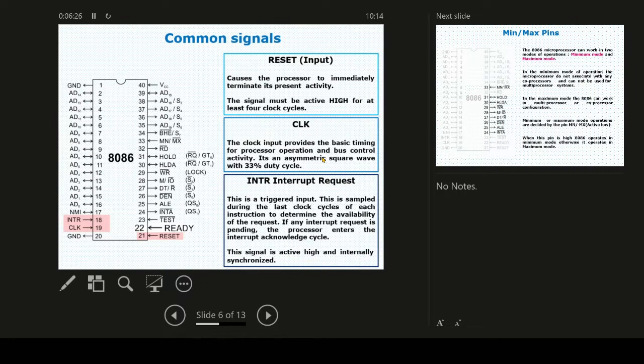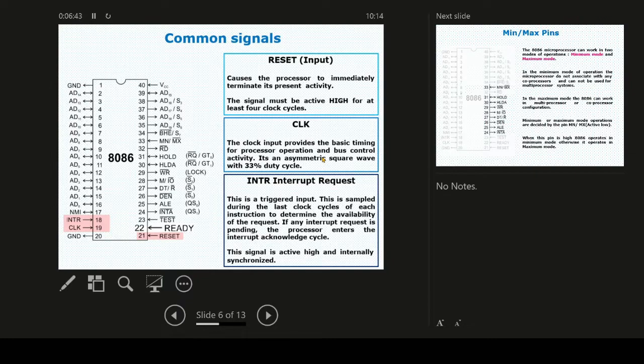Next we have the RESET pin at pin number 21. It causes the processor to immediately terminate its present activity, and the signal must be active high for at least 4 clock cycles. So that is the function of the RESET pin.